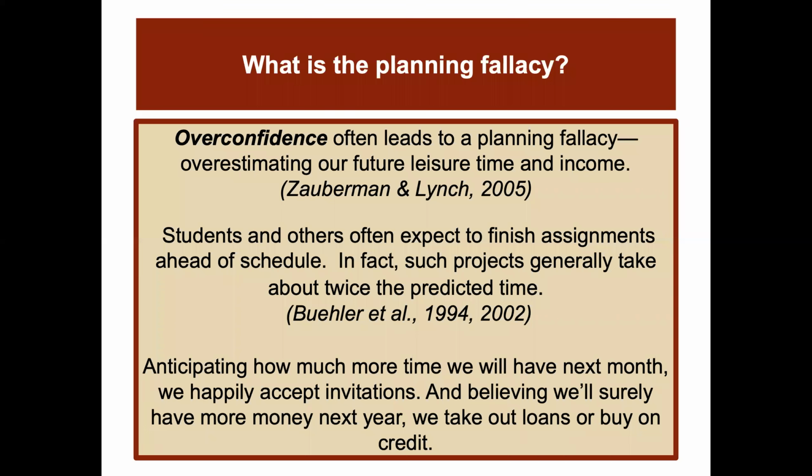What happens to some people is they believe they will have more money next year, right? They think, okay, next year I'm going to have more money, so I'm going to take out a loan right now because I want this right now. And I know next year I should be getting this amount of money. And so we take out loans or buy on credit, which can, of course, be problematic because we have this overconfidence generally that we are going to make more money than we end up making.